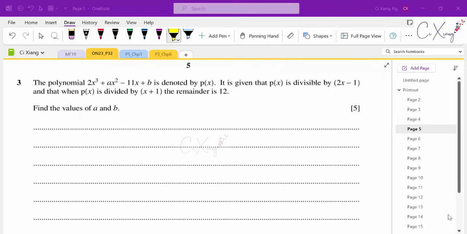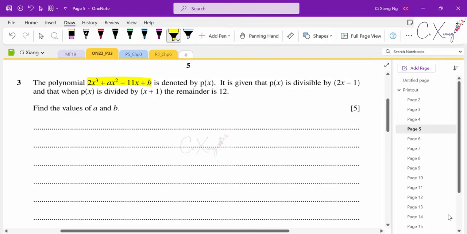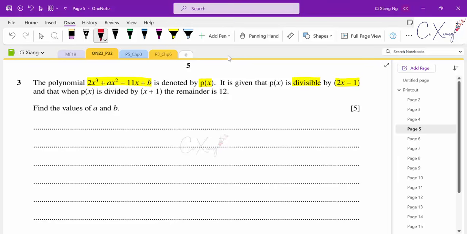Alright, so now we are at question number 3. We are given a polynomial denoted by p(x). It is given that it is divisible by 2x minus 1. So the keyword divisible actually tells you that 2x minus 1 is a factor of the polynomial. And when a polynomial is divided by a factor, that means you are having a remainder equal to 0.